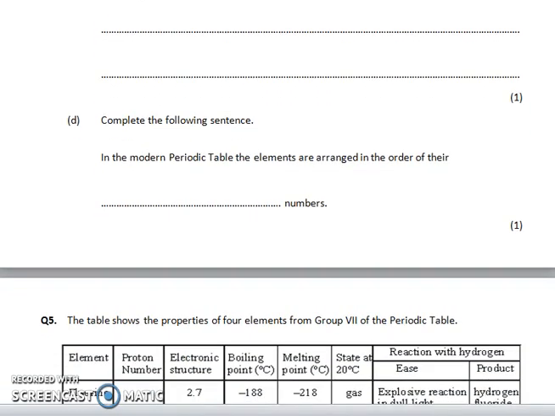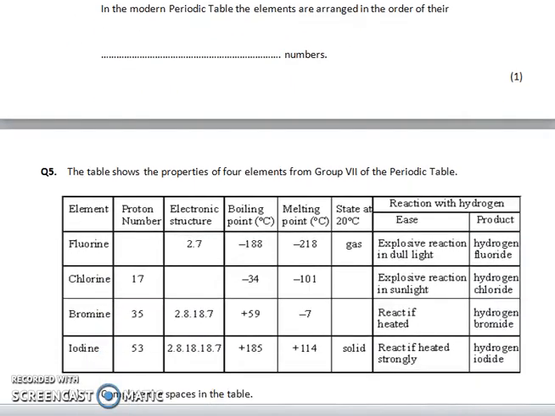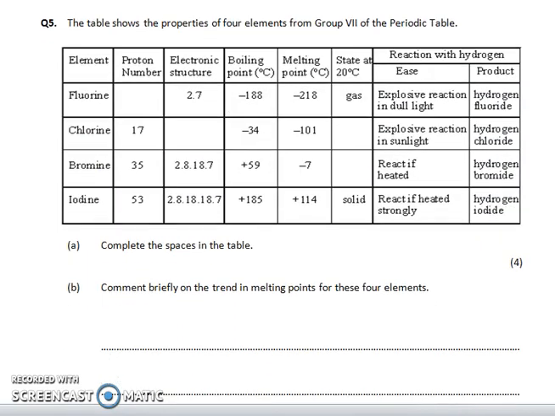For question 5, there are 4 gaps here on the table for you to fill in. So first of all, fluorine's proton number, you can either get this by looking at the periodic table that you're given, or getting the 2 and the 7 and adding them together and get 9. For the electronic structure of chlorine, we're just getting this 17 and breaking it down into the 2, 8 and the 7, which adds up to the 17.